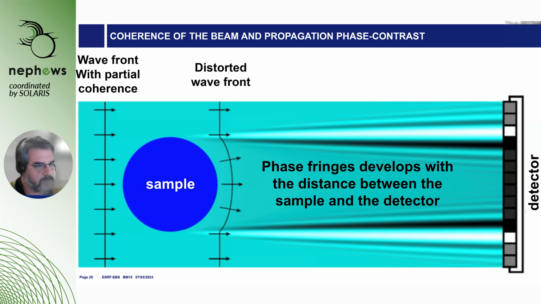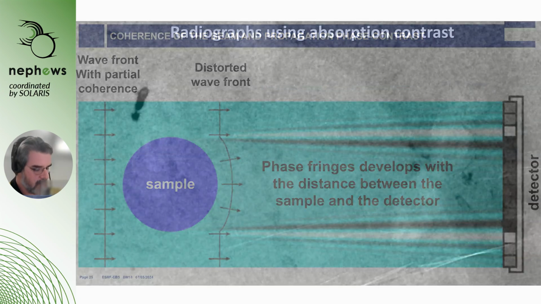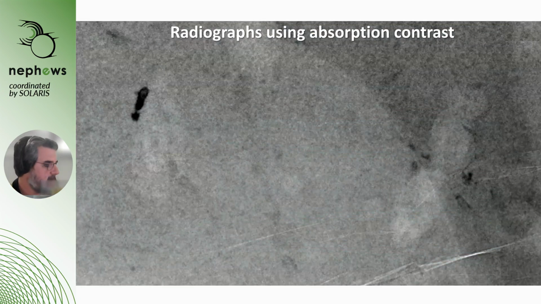And in addition to the absorption of the X-rays, the sample will also distort the wavefront. And this distortion will create an interferential pattern. To detect these interferences, you have different techniques. You can do interferometry, you can do DEI, you can do speckle tracking, whatever. But the easiest solution is just to use propagation phase contrast. It means you increase the distance between the sample and the detector, and just increasing this distance will make the fringes visible.